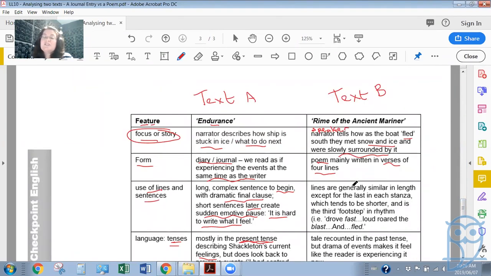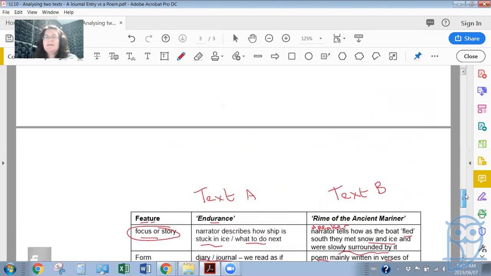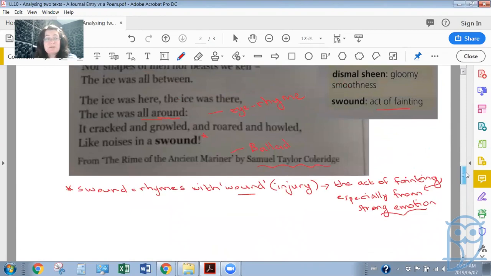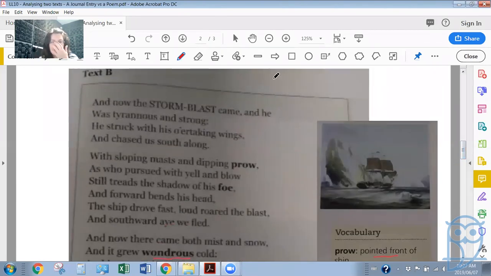Well, the lines are generally similar in length, except for the last in each stanza, the last one in each verse, which tends to be shorter. Why is that so? Well, because it acts as a 3rd footstep in the rhythm. So it affects the rhythm, and that creates that ballad-like or song-like feature or characteristic of the poem. That's why some lines are longer and some are shorter. It's to do with creating a rhythm.